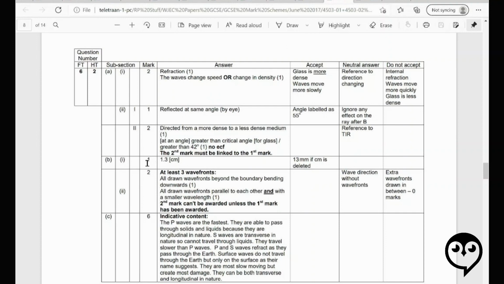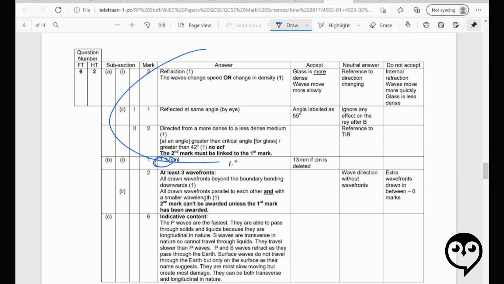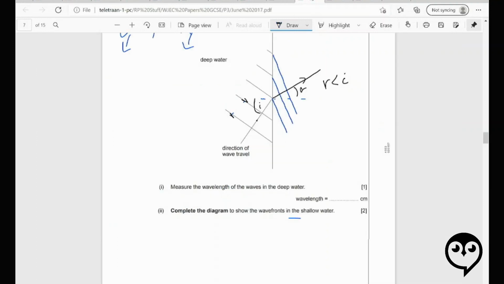They say one point. Remember we skipped the first part because it was similar to what we had seen before. You measure this and it's a 1.3 apparently. Then we've drawn at least three wave fronts, all bending downward. We did that, and they're all drawn parallel to one another and with a smaller wavelength. You cannot have the second mark awarded unless the first mark has been awarded. All the wave fronts have to be in the same way, and we have at least three.